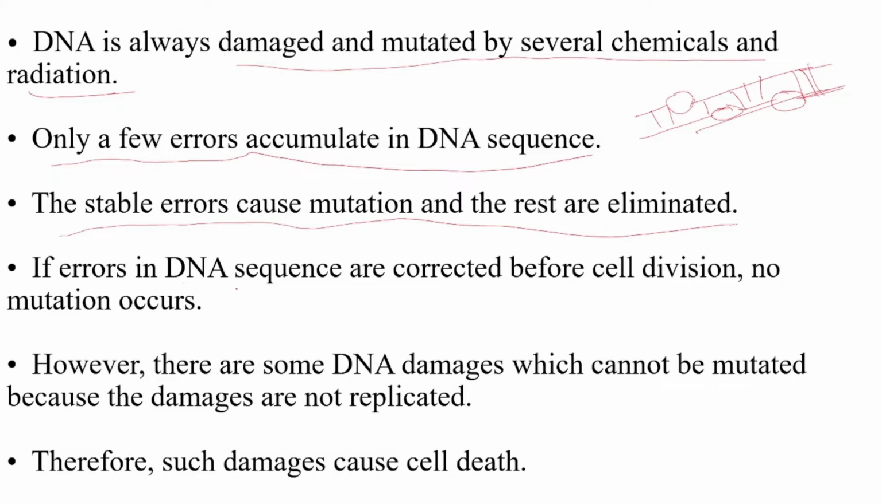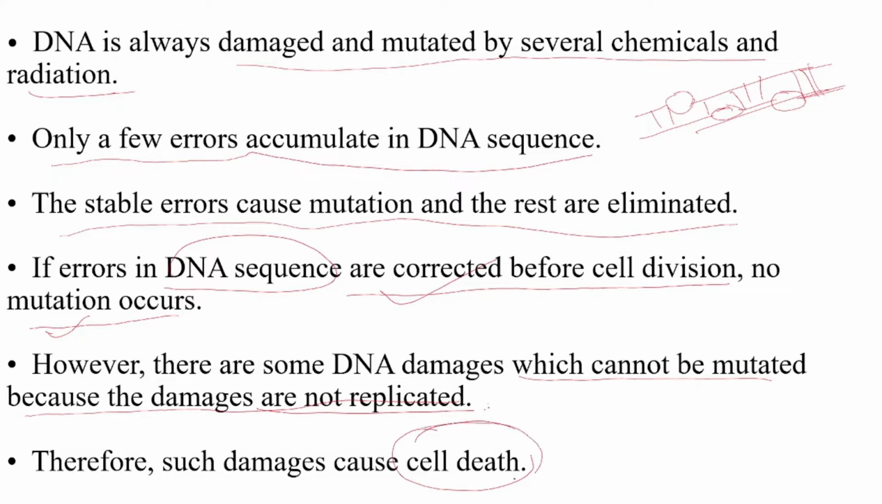If errors in the DNA sequence are corrected before cell division, no mutations occur. Yes, the errors must be corrected before or during cell division. If not corrected, then mutations occur. However, there are some DNA damages which cannot be mutated because the damaged DNA is not replicated. Remember this point. Therefore, such damage causes cell death. What is cell death? Apoptosis.